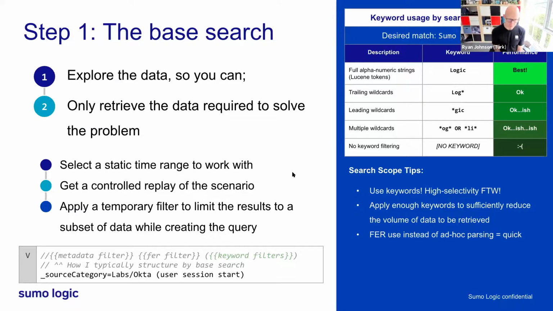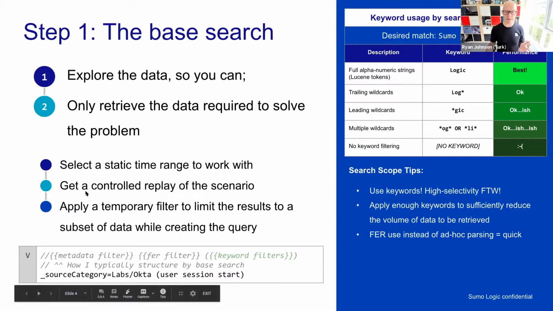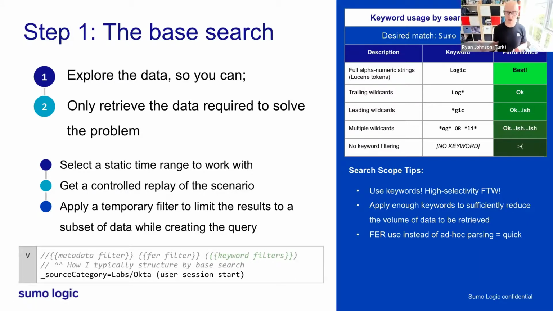So step one, the base search. Before we can solve any problem, we have to know a little bit about our data. So we're going to explore the data so we can retrieve just the data that's required to solve the problem at hand. And there are some recommendations I make around this. Number one, select a static time range to work with. Number two, get a controlled replay of the scenario so you know what you're working with. And number three, apply a filter to limit the results to a subset of the data while you're creating the query.